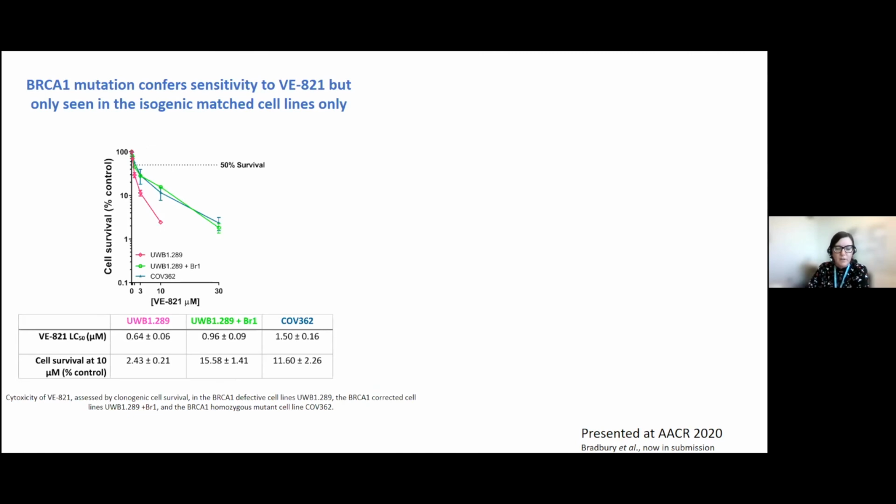In terms of BRCA, because this is obviously an area of interest, we think that BRCA patients might respond better to ATR inhibitors because of HRD. And we showed that if you look at isogenic matched cell lines, so this is the UWB1289 plus or minus BRCA1 cell line, you can see a difference, with the BRCA null cell line much more sensitive than the BRCA1 restored cell line. However, this is also a BRCA1 mutant cell line, and there wasn't any difference. So the only difference in BRCA1 mutation sensitivity was seen in the isogenic matched cell lines rather than other cell lines.